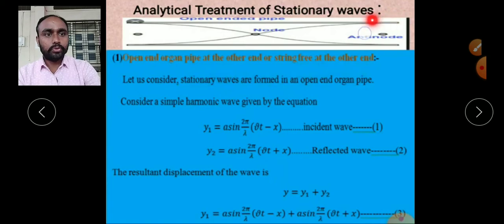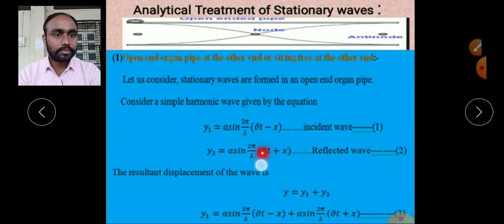And one wave is moving in the reverse direction. That wave is denoted by a similar formula, a sin (2π/λ)(vt − (−x)), because it is moving in the negative x direction. The minus in the general formula and the minus of minus x make it plus, so y2 = a sin (2π/λ)(vt + x). This is the equation for the reflected wave. Name them equation 1 and equation 2, the incident wave and reflected wave equations.